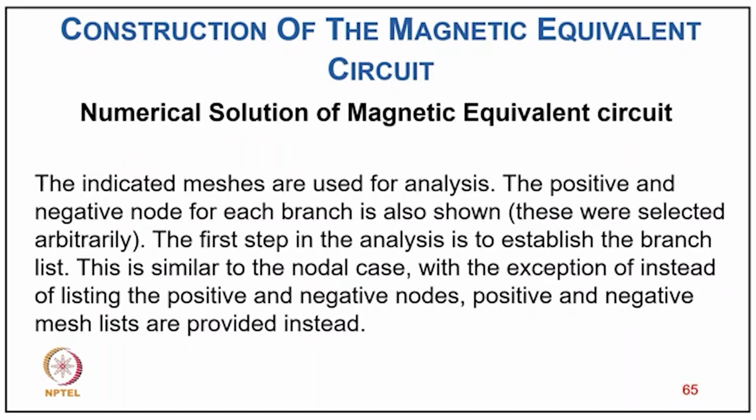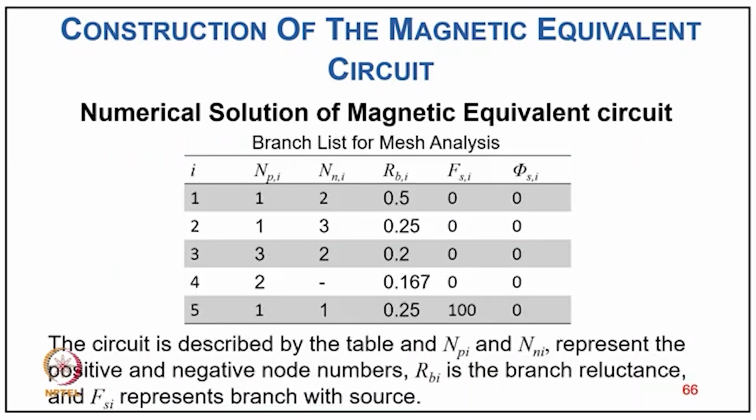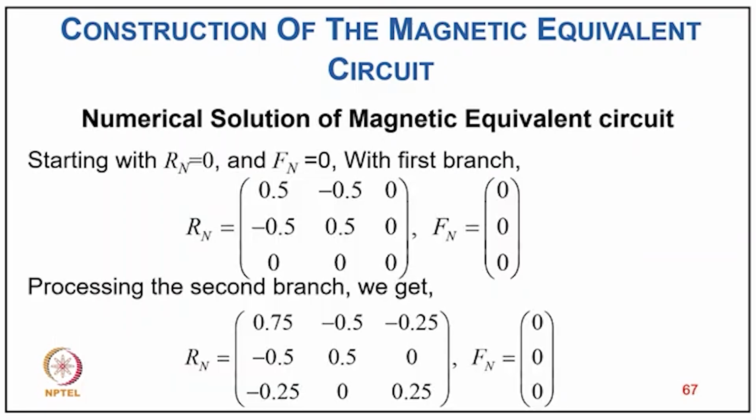These were selected arbitrarily, and the first step in the analysis is to establish the branches list, which is similar to the nodal case, with the exception that instead of listing the positive and negative node, the positive and negative mesh list are provided instead. So these are the branches of mesh listed here, typically with all the 5 branches 1, 2, 3, 4, 5, and so NPI, RBI and FI. The circuit is described by the table, where NPI represents the positive and negative numbers, RBI the branch reluctance, and FI represents the branch source.